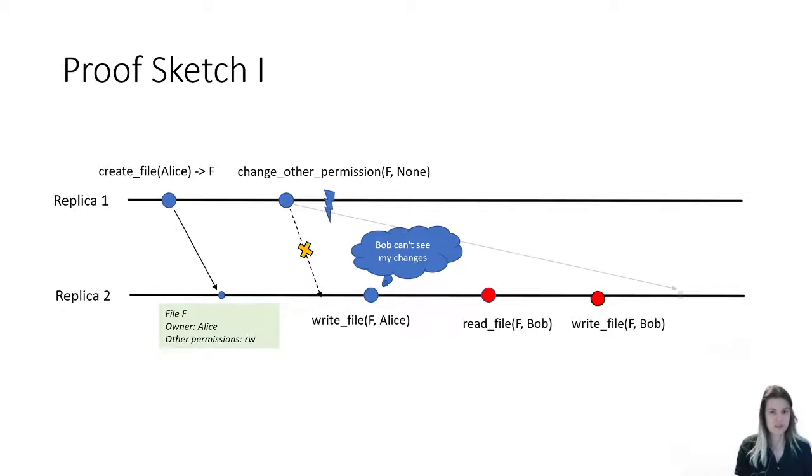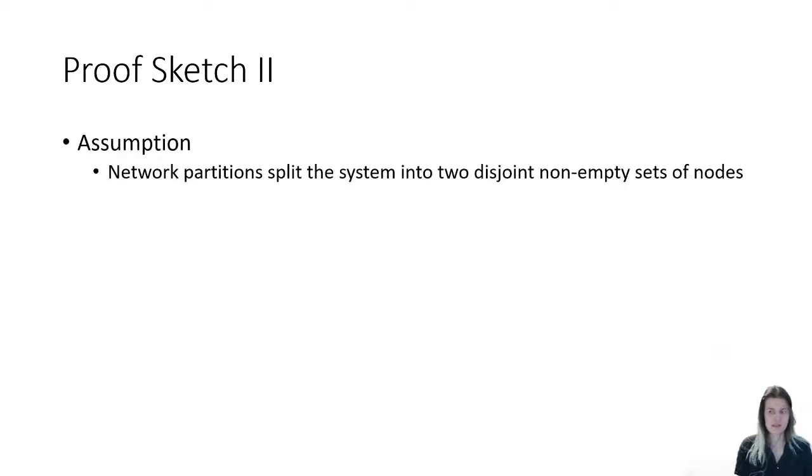Once the network is not partitioned anymore, the state of replica 1 is replicated to replica 2, and the other permissions for F are updated to none. This scenario breaks both confidentiality and integrity, as Bob had read and write access after his permissions had been taken away. In the following proof, we examine three cases. The general assumption is that network partitions split the system into two disjoint non-empty sets of nodes.